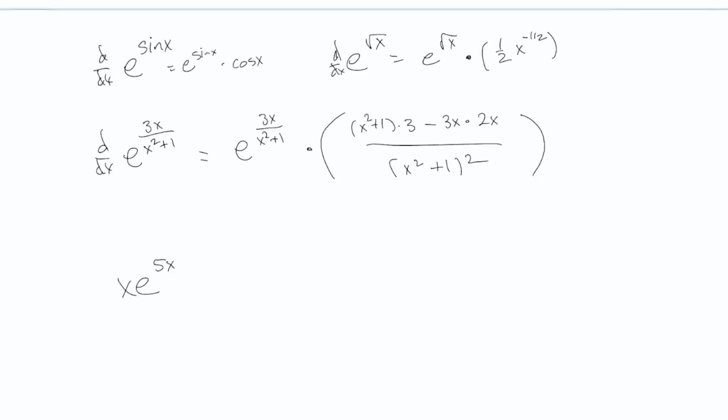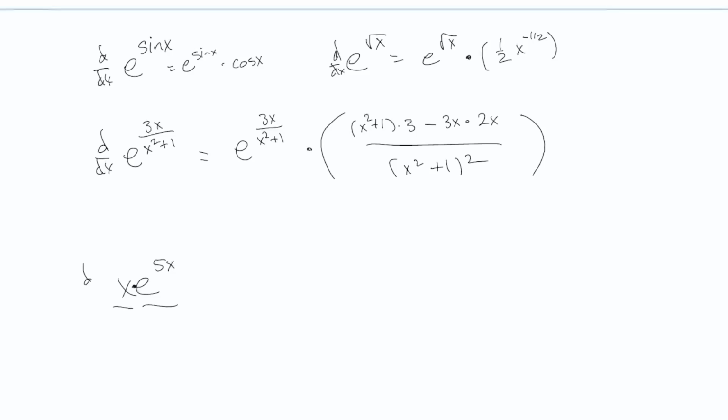It's okay to be different. This one, in my opinion, is different because there's sort of two parts here, right? There's the x and the e to the 5x, and they're being multiplied. And so overall, this is a big product rule. You must do the product rule here.